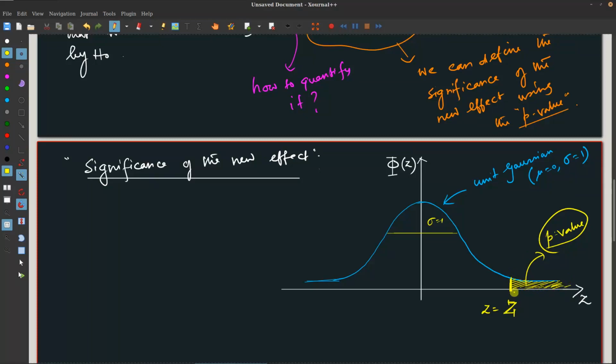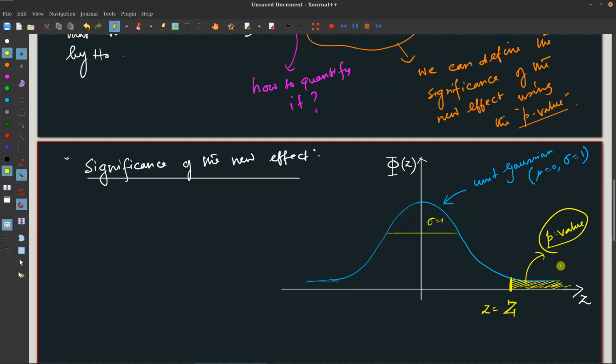So this translates very well to the significance. Remember, the lower the p-value, the farther you have to move on the right hand side, and you are moving very far from the mean. So if your p-value is very low, you are kind of sure that there is a certain new effect, and to quantify the significance of the new effect, you find out the p-value.